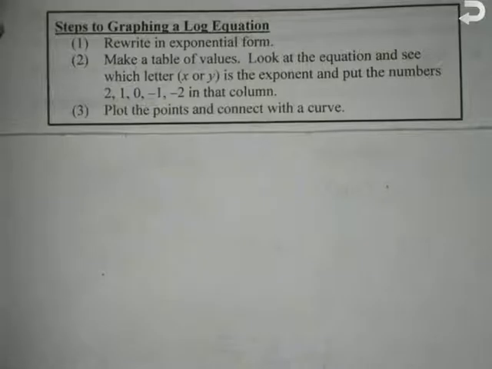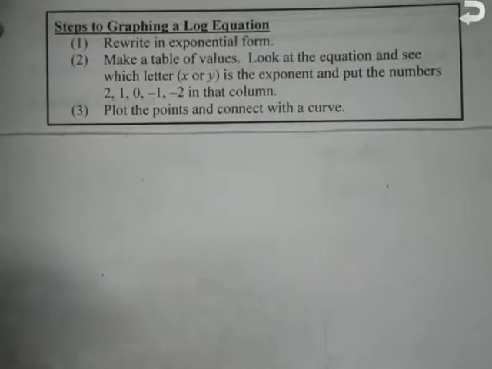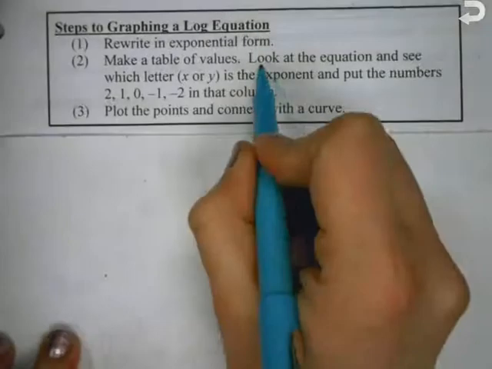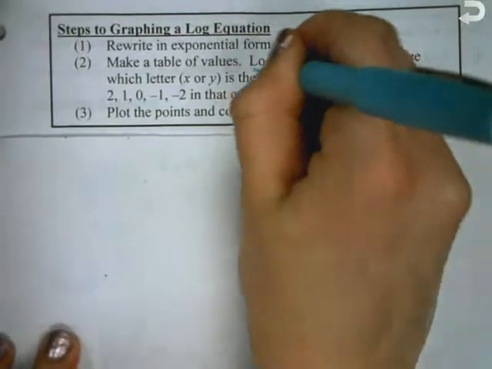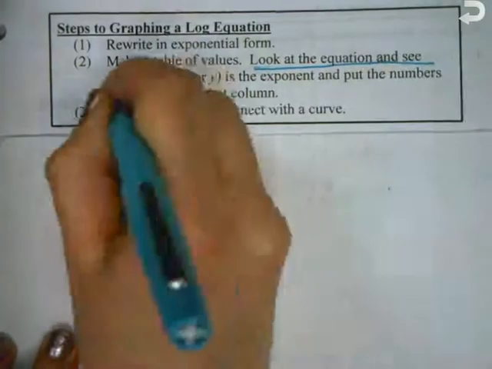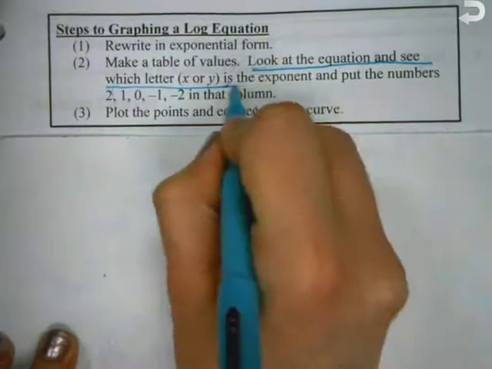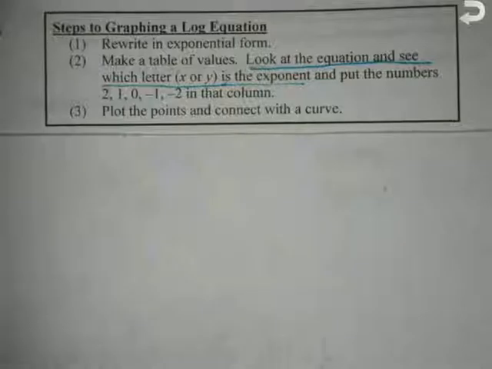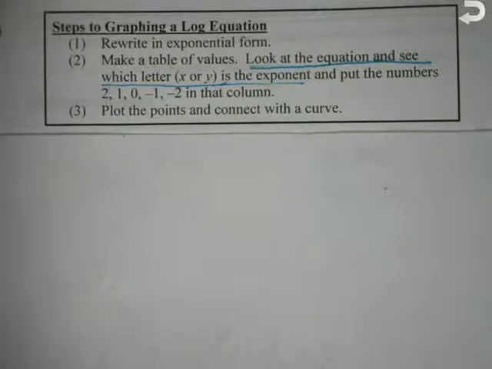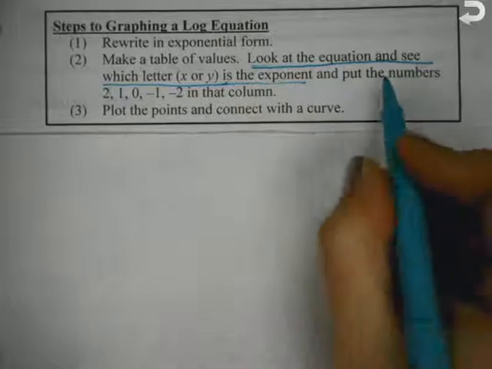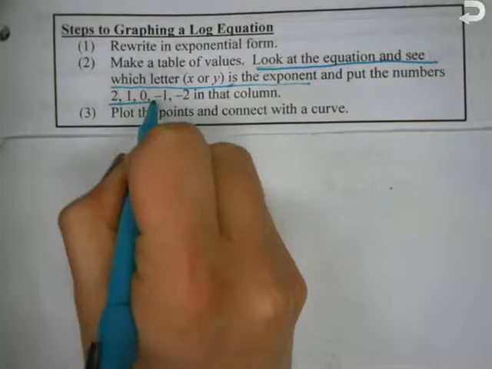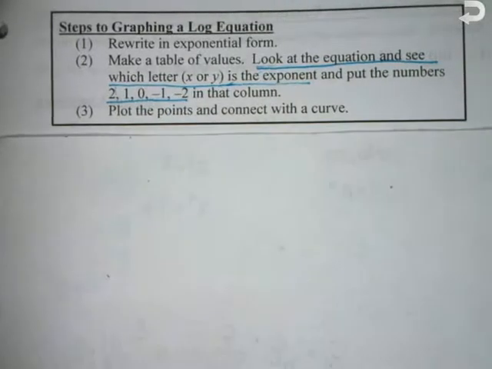We need to look at the equation and see which letter, x or y, is going to be the exponent. So now we might sometimes have y in the exponent instead of x, which is a little bit different. And it's going to make our graph look different also. So whatever the exponent is, we're going to plug in the numbers 2, 1, 0, -1, and -2 into that column. So we're going to make a table or a chart just like we did in the last unit.